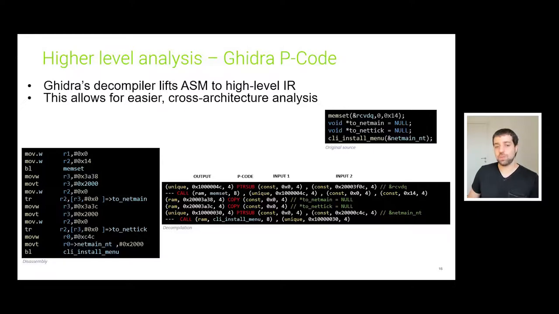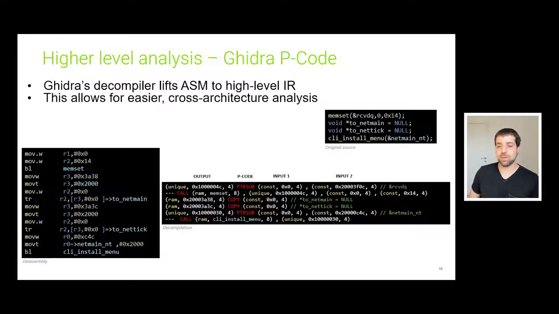Ghidra's decompiler is able to lift assembly instructions from basically every language that Ghidra supports to a high-level intermediate representation. It's not on the level of source code. There's also the Ghidra decompiler, which lifts it even further in the UI if you use Ghidra and does convert it to C, for example. But in our case, we work with the P-code. It's just easier for automated analysis purposes.